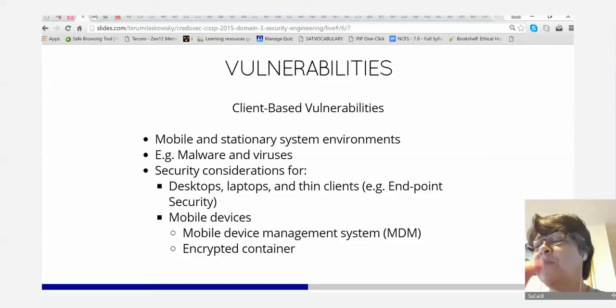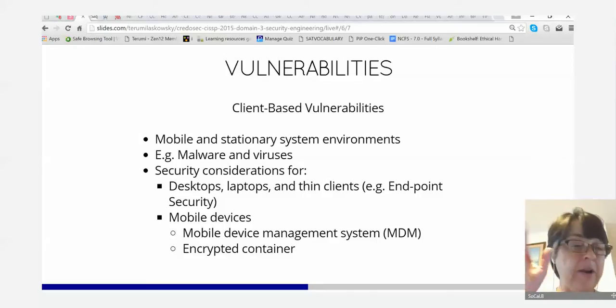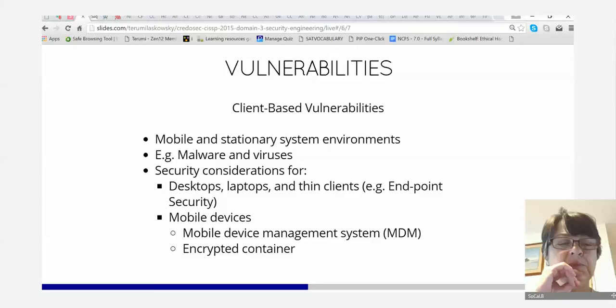Okay. So what are some common endpoint security? If you were to purchase something like endpoint security, what do you get? Any ideas? Antivirus, very good. Anything else? Terry? Host firewall, yeah, good. Anything else?